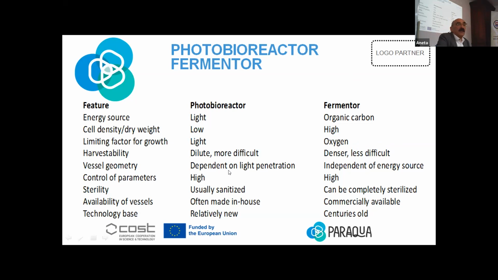How the vessel looks, you have to be very careful how you design this, because you have to take into consideration the light penetration. That's why, as you said, you usually use cylinders in the photobioreactors, or flat, thin, perpendicular tanks, in order to be sure that the light penetrates effectively through the medium.